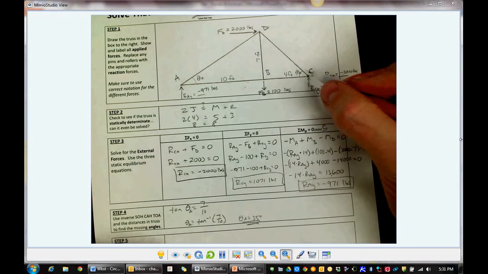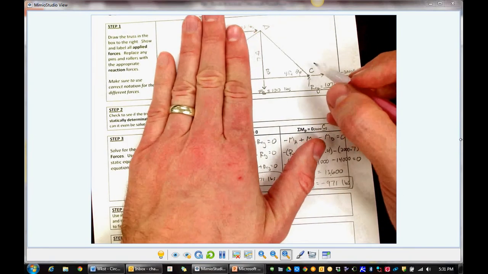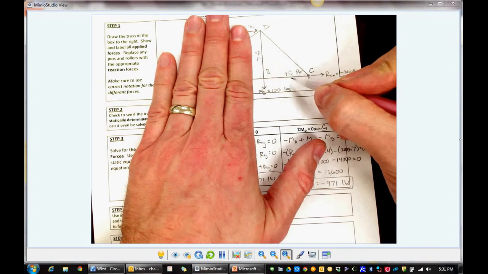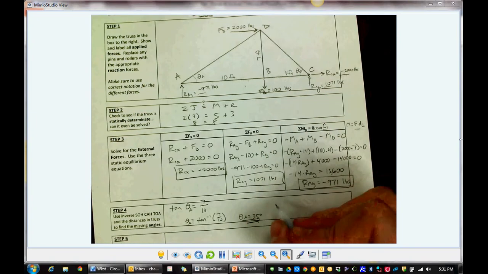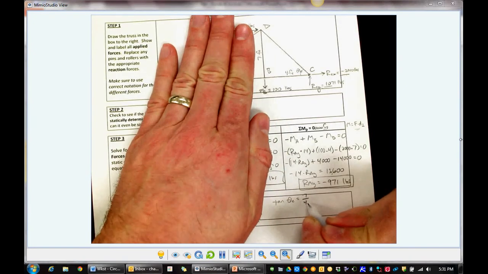I also want to find theta C. So now I'm going to look at that triangle there, triangle CBD. I know the opposite side is 7 feet. I know the adjacent side is 4 feet. So the trig function with opposite and adjacent is tangent once again. So tangent of theta C equals the opposite side, 7, over the adjacent side, 4. Theta C equals the inverse tangent of 7/4. So theta C comes out to be 60.3 degrees. And those seem reasonable based on my diagram up here.